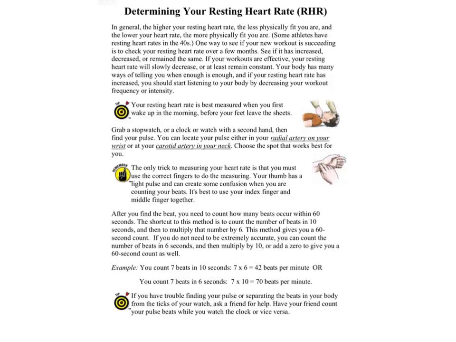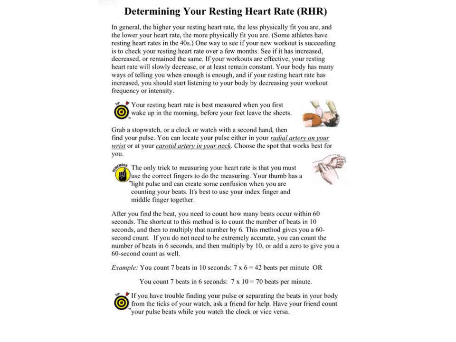But first, I have the determining resting heart rate page that we looked at last time in class, just as a review. We said in class that we were going to use a 6-second heart rate check, if you recall, using either your carotid artery or your radial artery, excuse me. You are going to count the number of beats in 6 seconds, and then you have to multiply that number by 10 in order to get beats per minute.